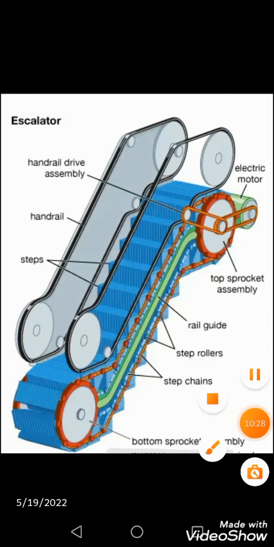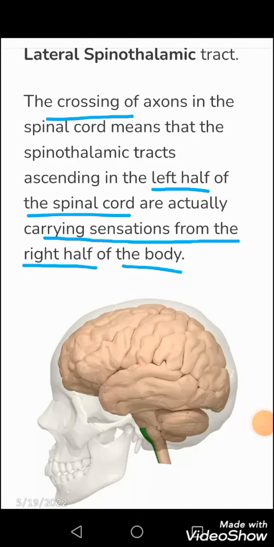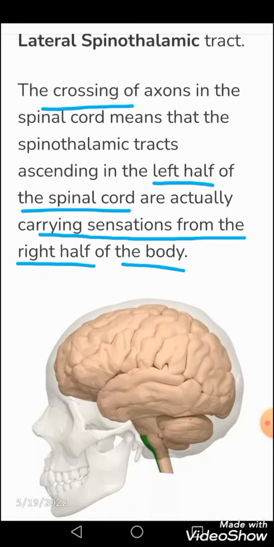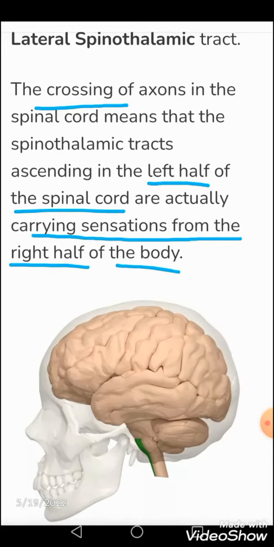So it's very clear that the spinothalamic tract, either lateral or anterior, has crossing of axon fibers in the spinal cord, and in this way the lateral half of the spinal cord is actually taking sensation from the right side of your body and vice versa, right?